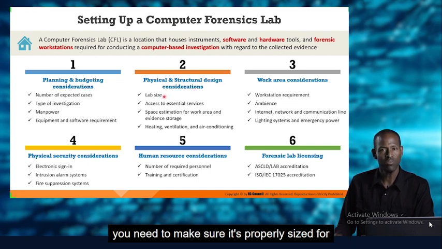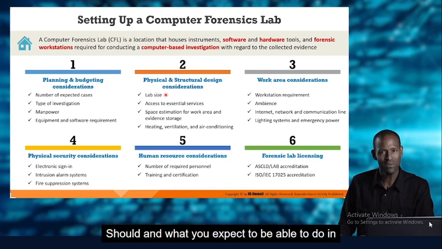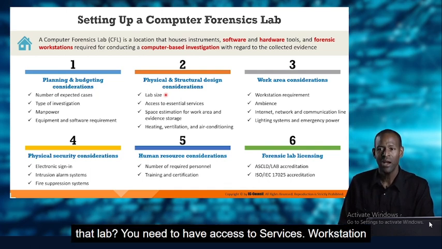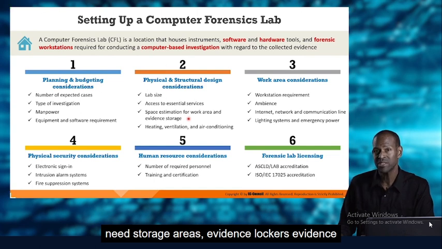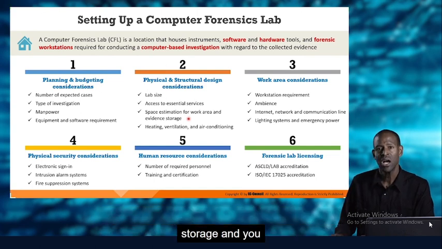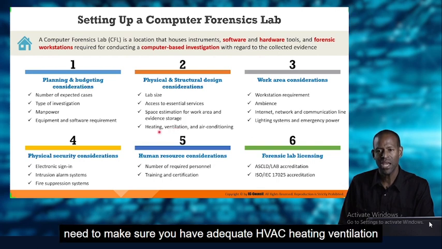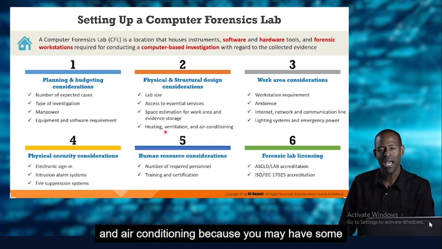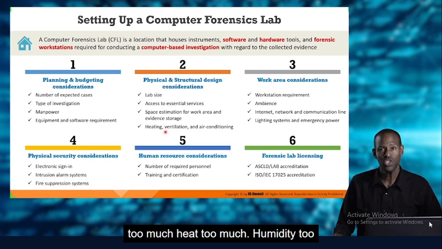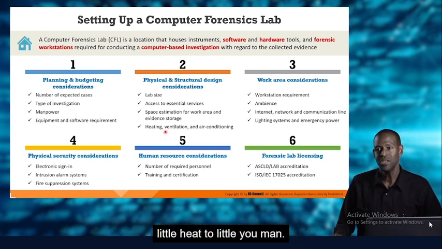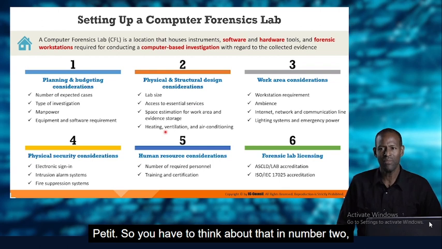So you need to make sure it's properly sized for your organization and what you expect to be able to do in that lab. You need to have access to services, workstations, spaces, areas. You need storage areas, evidence lockers, evidence storage, and you need to make sure you have adequate HVAC, heating, ventilation, and air conditioning, because you may have some types of evidence that can be affected by too much heat, too much humidity, too little heat, too little humidity. So you have to think about that in number 2.